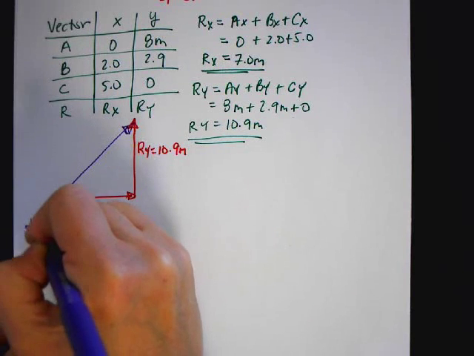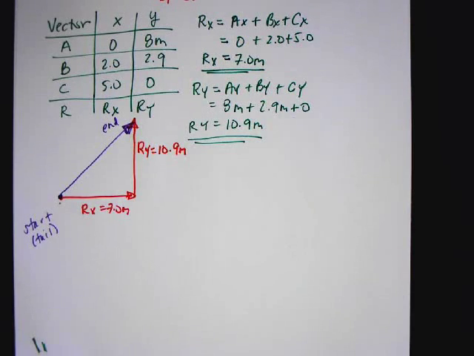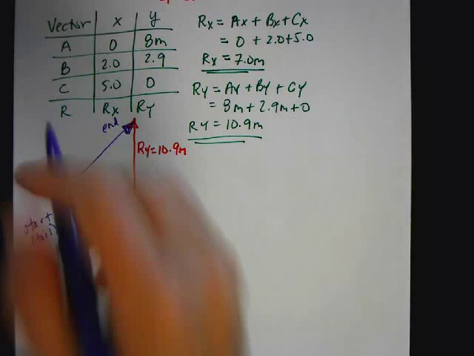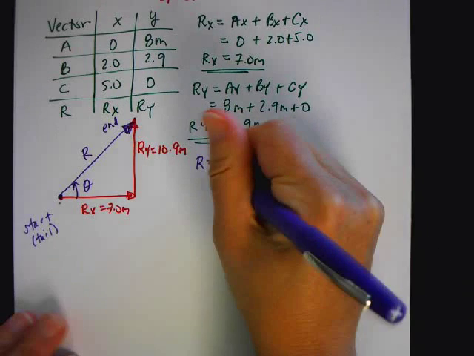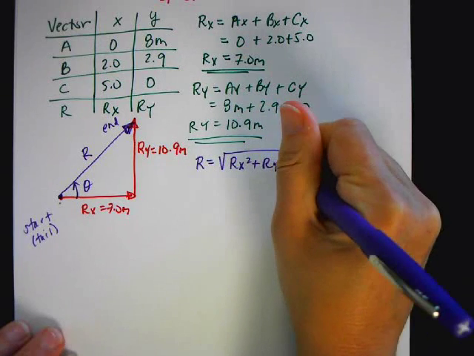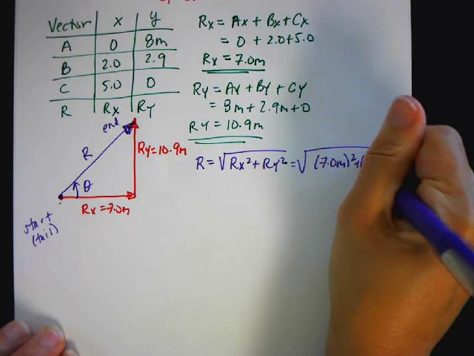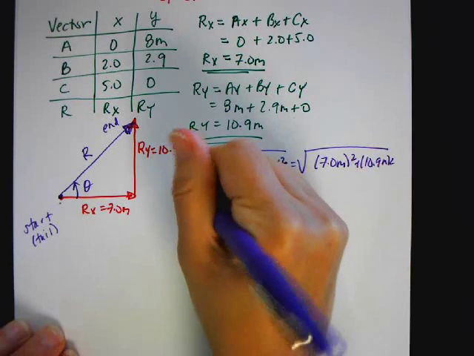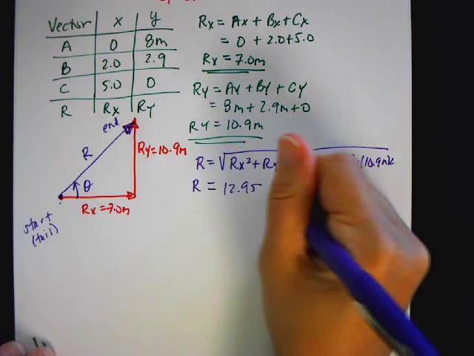So R is equal to the square root of Rx squared plus Ry squared. So this is equal to the square root of 7 squared plus 10.9 squared. So when I do all that, I get 12.95, and I'll say R is equal to 13 meters. But I'm not done, because I need to know both the magnitude and I need to know the direction. Okay? So, how do I find the direction? I measure the direction from the tail of the resultant.